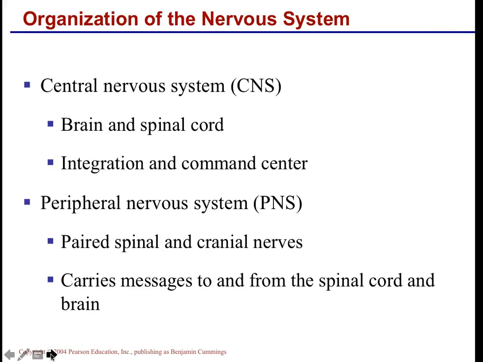Now, you can organize the nervous system by structure and function. So if you're talking about structure, we have the central nervous system, which is the brain and spinal cord, and then all the neurons that either come into or out of the central nervous system is called the peripheral nervous system, because it goes to the periphery, like your arms and your legs. So there are paired spinal and cranial nerves that carry messages to and from the spinal cord and brain.